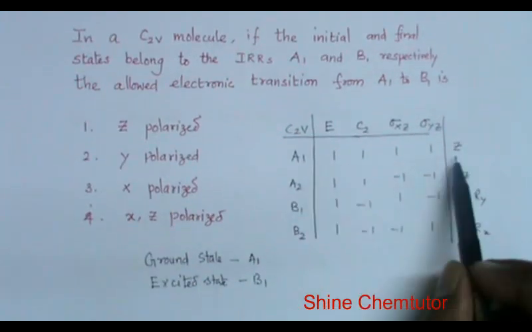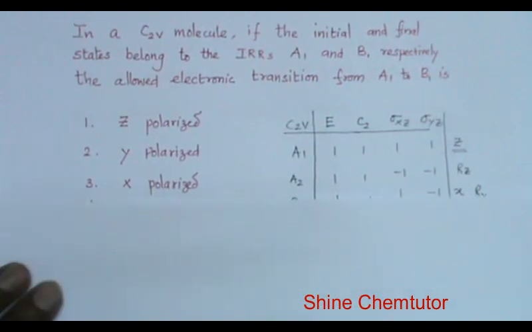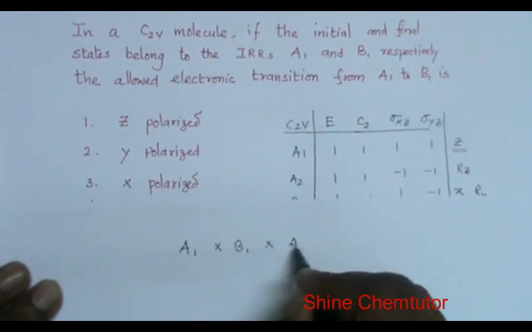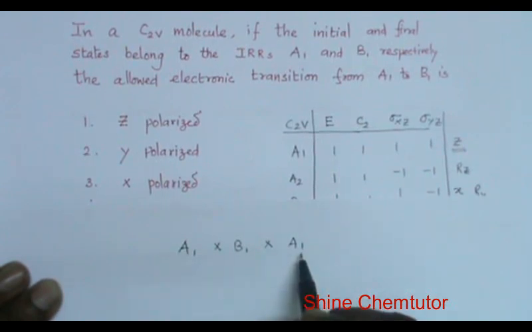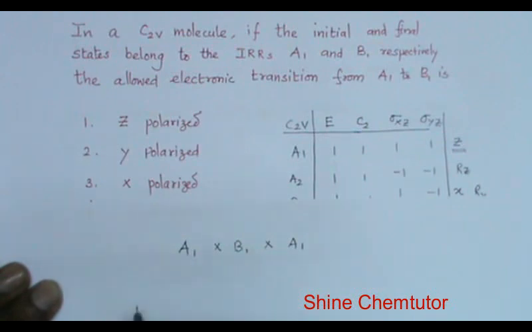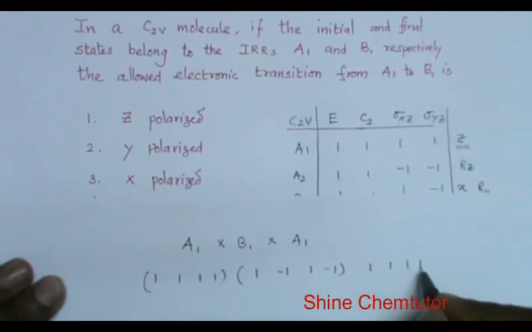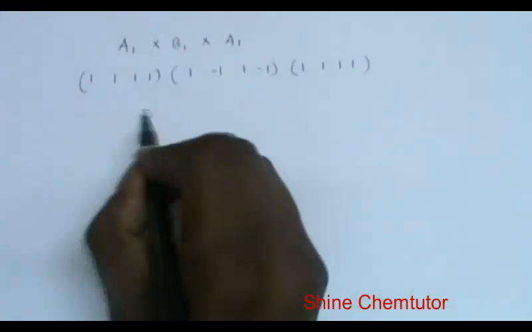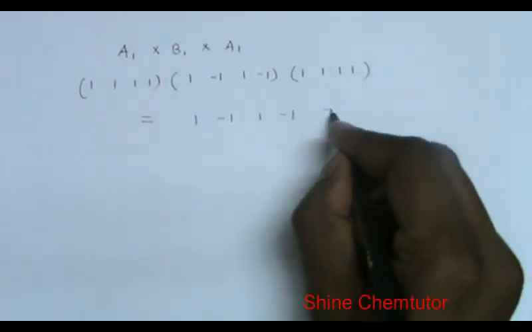For example, first let us go for Z. The irreducible representation is A1. So I go for A1, B1 and for Z it is A1. This is initial, this is final, ground state, excited state, and this is along the Z axis. Now I give the characters also: 1, 1, 1, 1 for A1, 1, minus 1, 1, minus 1 for B1, and 1, 1, 1, 1 for A1. Now, if I multiply these, what I get is 1, minus 1, 1, minus 1. This is nothing but B1.